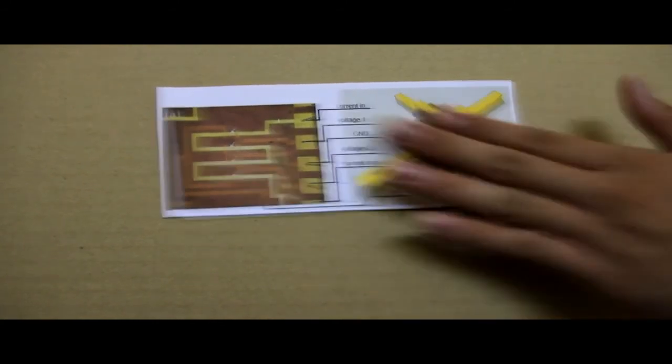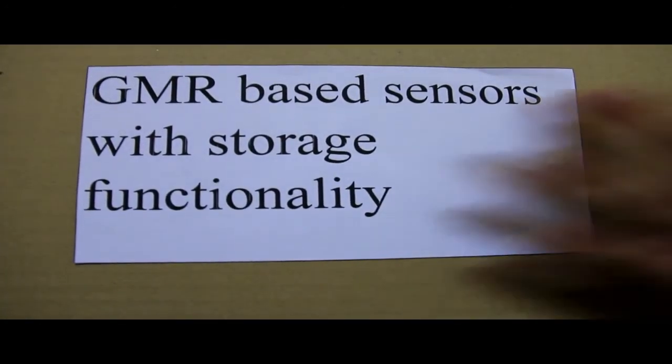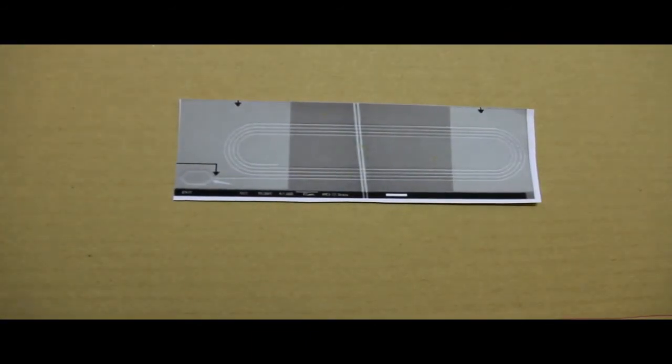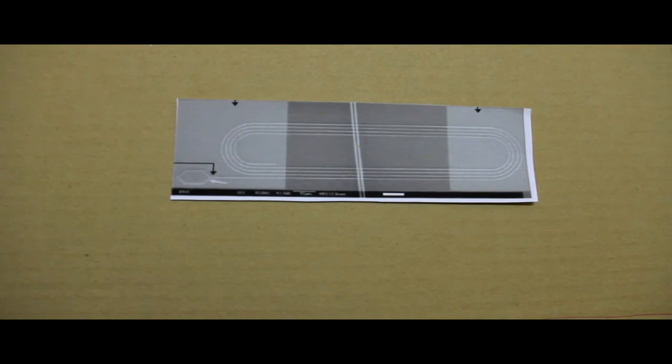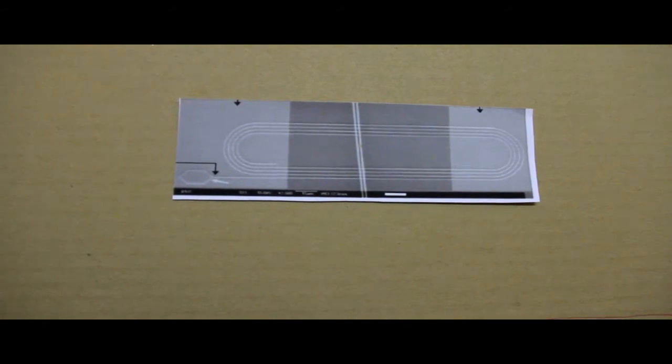Furthermore, we have GMR-based sensors with storage functionality. In some applications the angle detection capability should extend to n turns of the field. The applications could be in steering wheels, potentiometers and motor feedback systems for industrial applications.